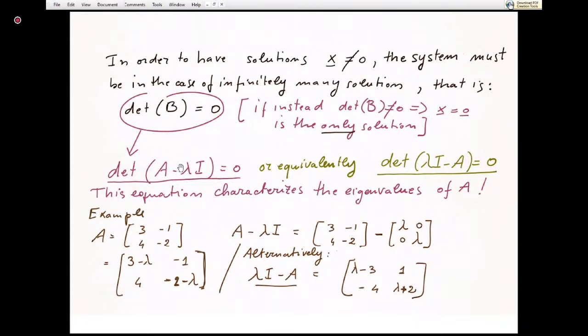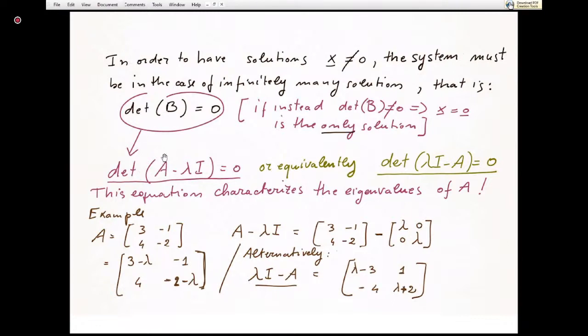Okay, so you can also just change the sign of your matrix, and it's a simple property: if you change the sign of your matrix, you change the sign of the determinant, but you are just interested in when it is equal to 0, so it doesn't matter. You can write this as A minus lambda identity, or lambda identity minus A, okay? Some textbooks use one, some use the other, but the solutions to this equation are the same in both cases.